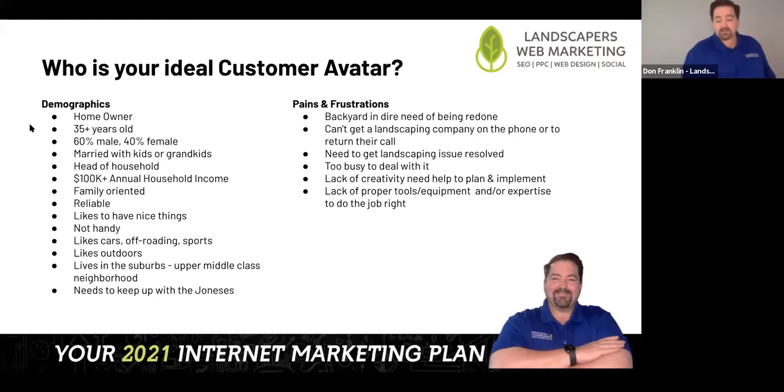We have demographics, and there's some samples here, and it may be a little bit different in your geographical market, but obviously, homeowner, 35 years and older, 60% male, married with kids or grandkids, 100,000 annual income, they're family oriented, likes outdoors, lives in suburbs, they want to keep up with the Joneses. So you need to kind of dial in who the demographic is for whichever avatar that you're trying to focus on.